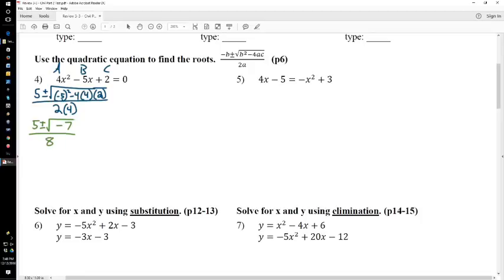Now we have a negative underneath the radical. Our discriminant is negative. And if you remember from numbers 1, 2, and 3, a negative means we're going to get 2 imaginary roots.